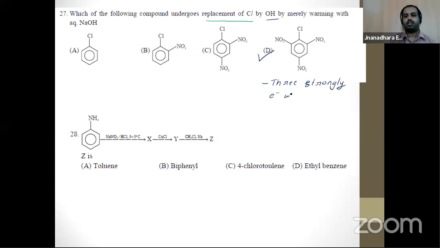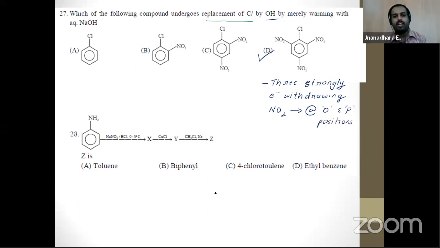Strongly electron withdrawing nitro groups at ortho and para positions. That's what is important here.